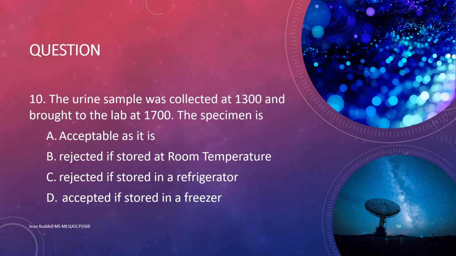Question 10. The urine sample was collected at 1300 and brought to the lab at 1700. The specimen is A, acceptable as it is, B, rejected if stored at room temperature, C, rejected if stored in a refrigerator, D, accepted if stored in a freezer. The answer is B, rejected if stored at room temperature for 4 hours.